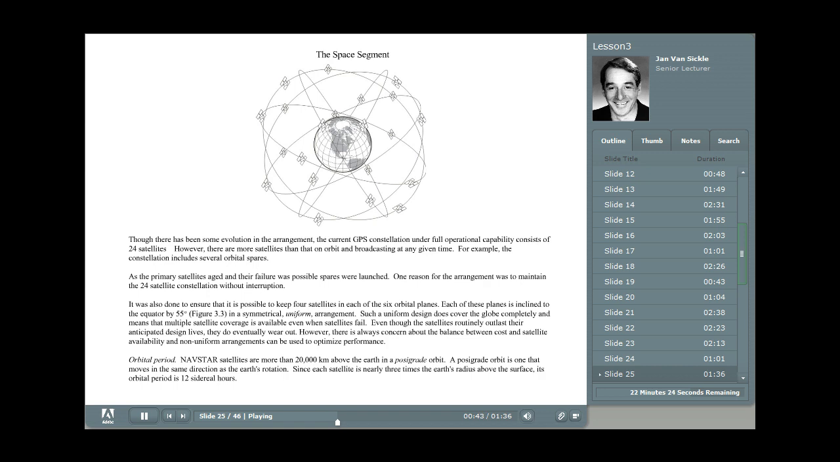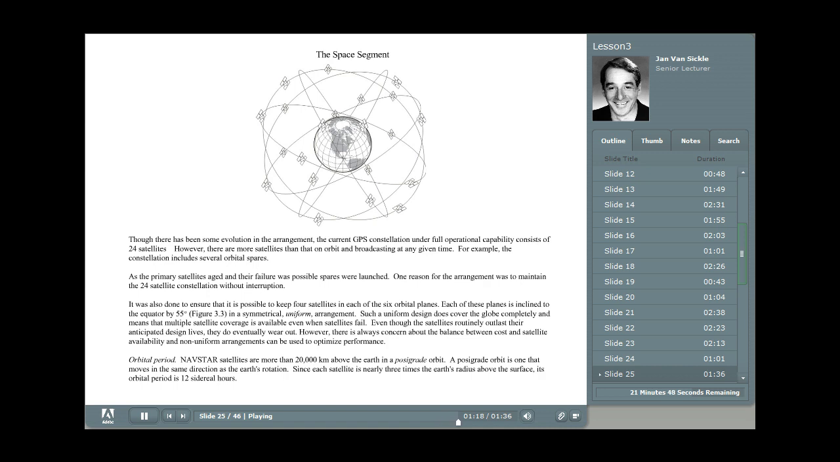Now, there are 6 orbital planes, each one inclined to the equator by 55 degrees. The constellation is symmetrical and uniform. Orbits are posigrade, meaning that it moves in the same direction as the Earth's rotation, and the orbital period is 12 sidereal hours, which is, of course, different from solar time, different from UTC and the normal time on which we operate.